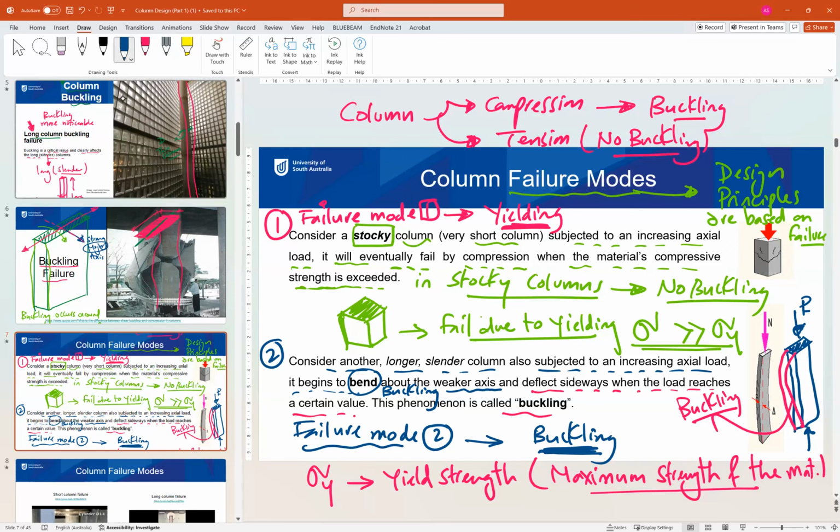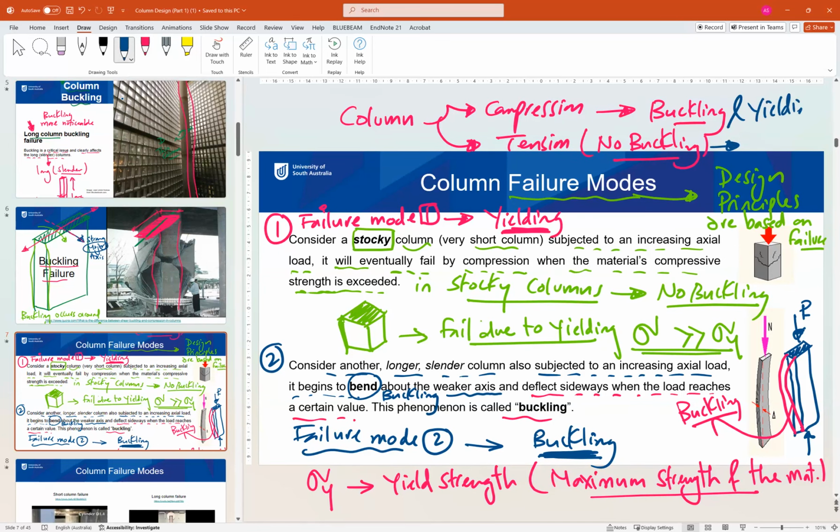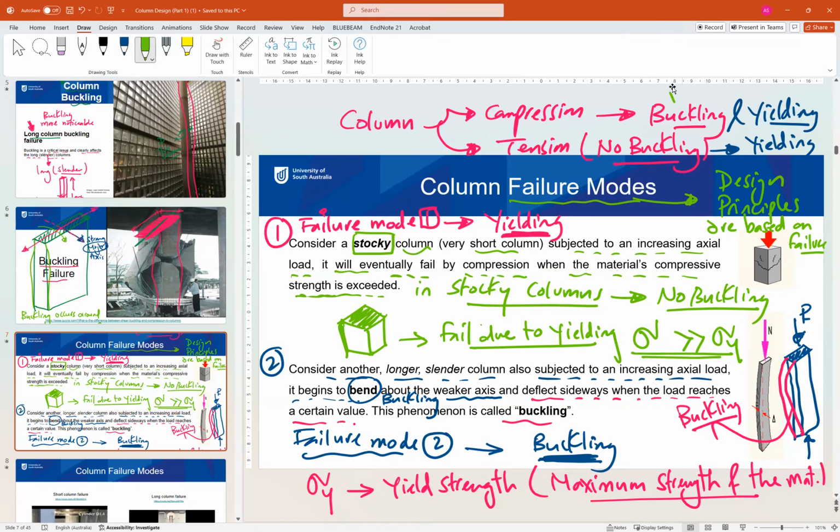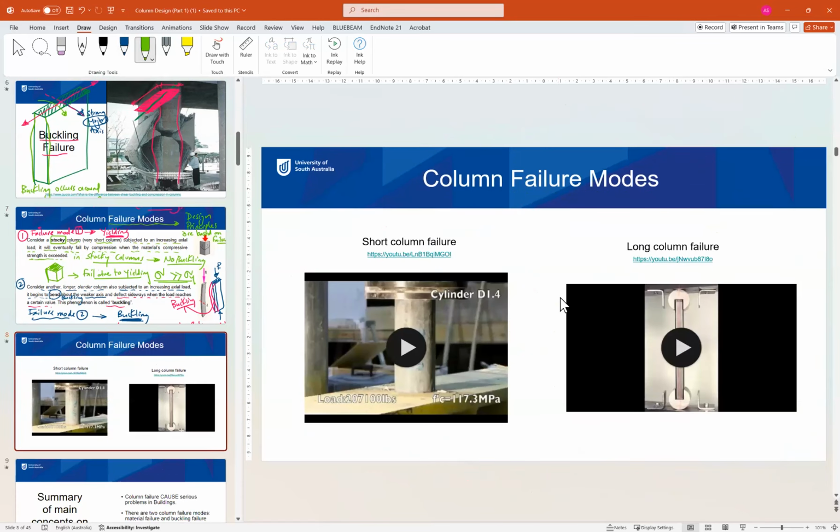So let me ask you a quick question to see if you understand this. For compression, we can have buckling or yielding. For tension, how many modes of failure can we have? Do you know? As no buckling could occur for a tension member, the only mode of failure for tension is yielding. So for a compression member, we have two modes of failure. For a tension member, we have only one mode of failure. Okay, so this is buckling, and let's have a quick look at this column. I will show you this video.